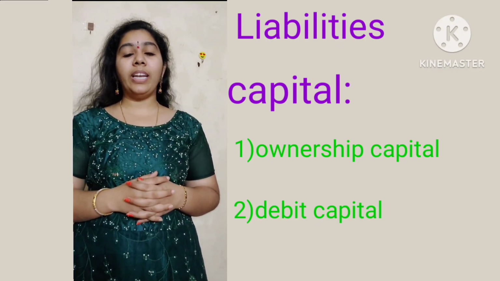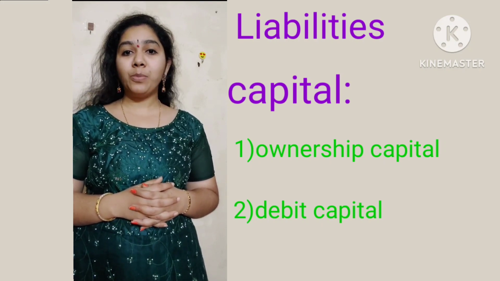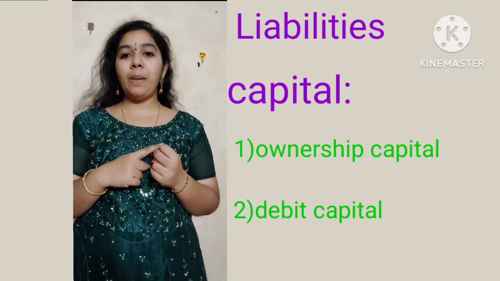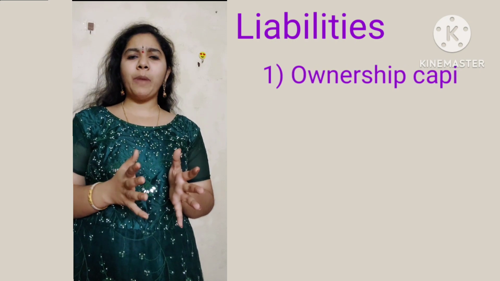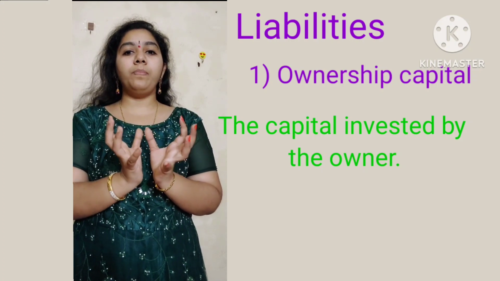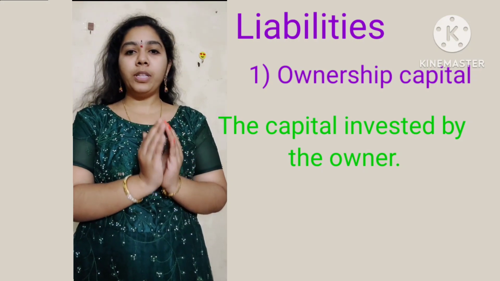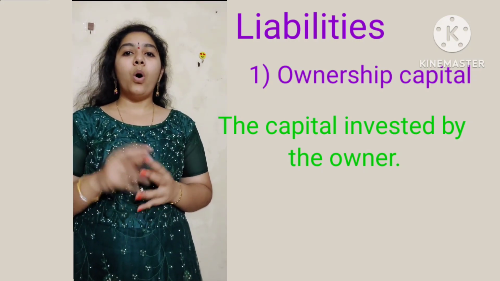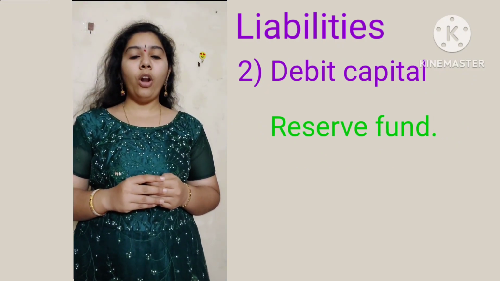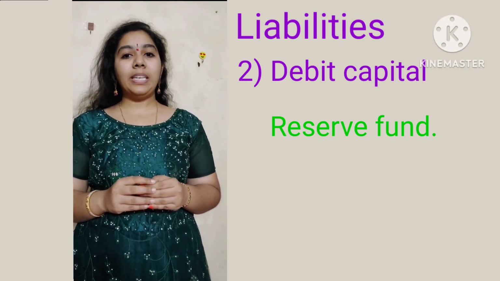As an accountancy student, you have to know how many types of capital there are. So how many types of capital are there? Two types. What are they? Ownership capital and debit capital. Ownership capital means the capital given by the owner. That means just capital. To start a company, the owner has to put in some amount for the company. That is called ownership capital. But debit capital means reserves. We all know about reserves, reserve funds. So that is called debit capital.